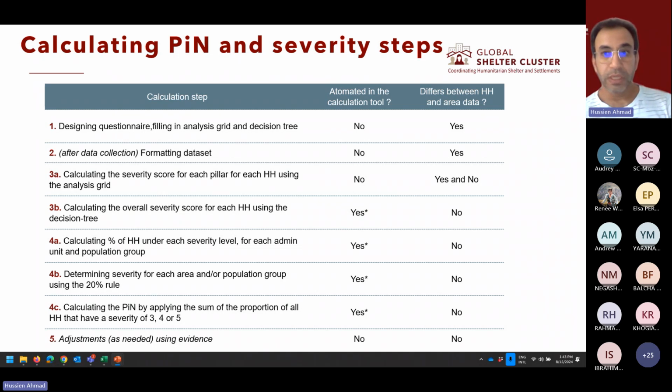Does it differ between household level data and area level data? Yes, this is a bit different here because we will see in one example how we have one more step when we have area level data.